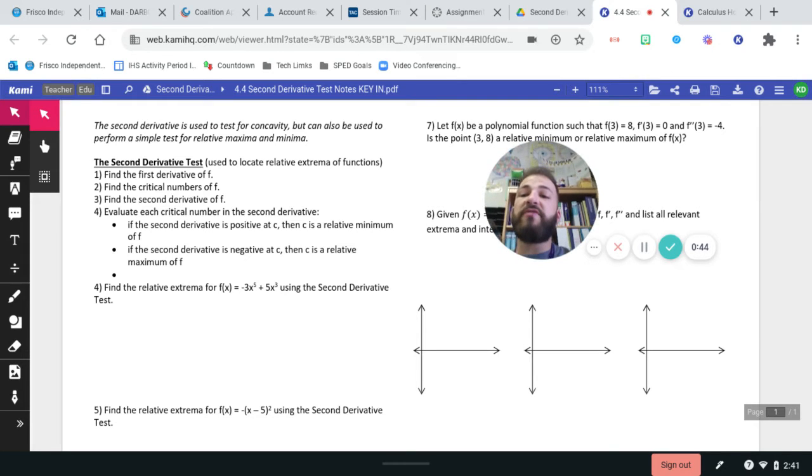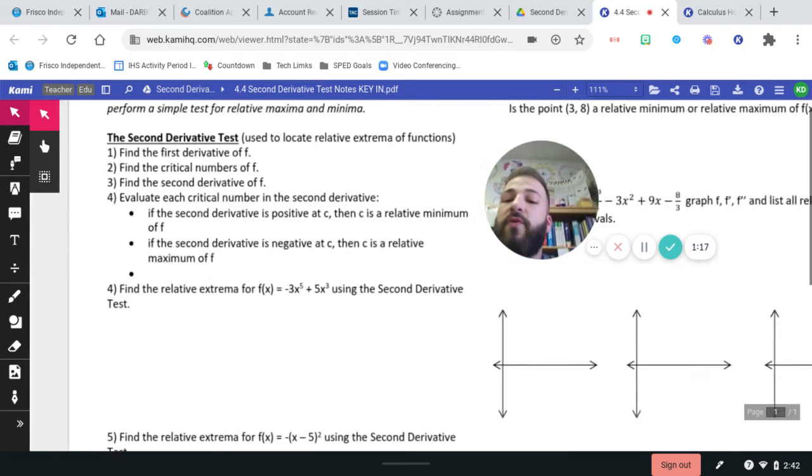Okay, so the second derivative test: find the first derivative, find your critical numbers, find the second derivative, evaluate each critical number in the second derivative. So we're going to find our critical numbers on the first derivative, and then plug those critical numbers into the second derivative. If when we plug in, we get out a positive number, then our value is a relative minimum. So it's like the opposite of what we get out. So if we get out positive, it's a relative minimum on f. If we get out a negative number, then it is a relative maximum.